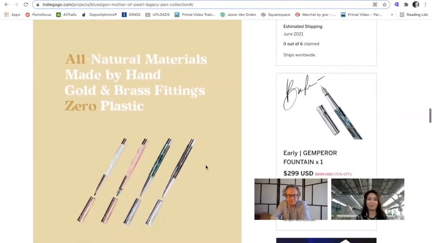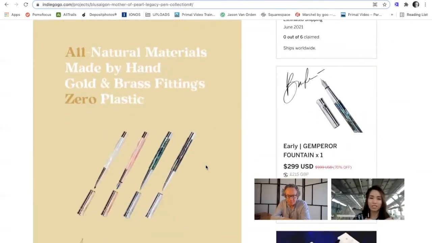Yes. All of our pens are made from mother of pearl shells, which is this part right here, if you're seeing it. We have eight colors, and all of them are from nature. This is abalone. Abalone is from New Zealand. And the black color is from Tahiti.